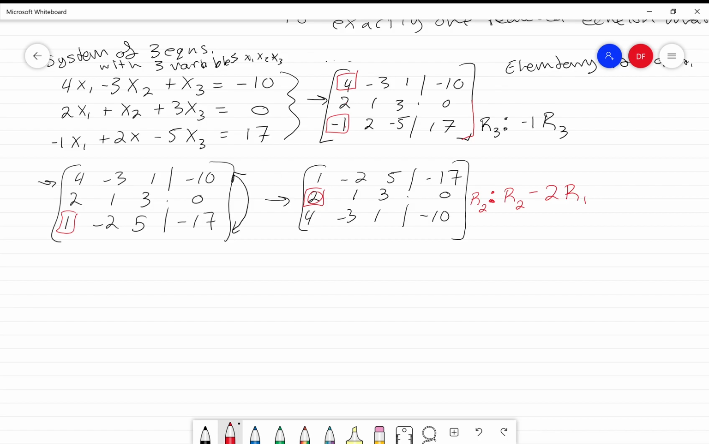Again, why did I choose to make this one a 1? Because it's easy to then make these ones 0. If this one was a 4, I would have to say row 2 minus 1 over 2 row 1, and then I have to multiply by a fraction, and maybe that makes my calculation longer or more difficult. So it's easier for me to just make the leading entry in row 1 a 1. And then I try to make the ones below it 0.